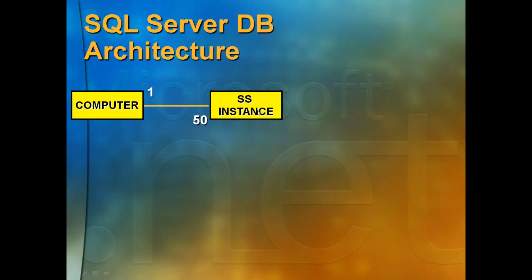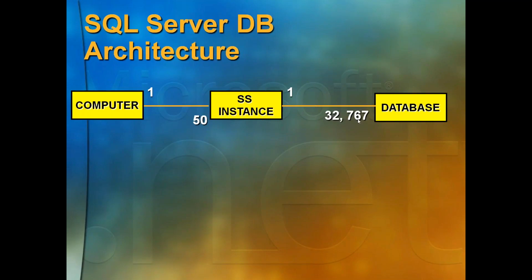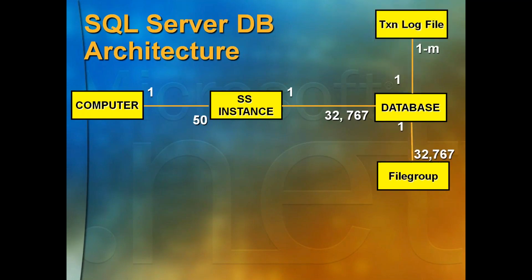Now, in a single setup, we can create 32,767 databases, right? So what is a database? A database is a collection of file groups and a collection of transaction log files. Now, one instance can have these many databases, and one database can have these many file groups maximum, and one database can also have one or more transaction log files.